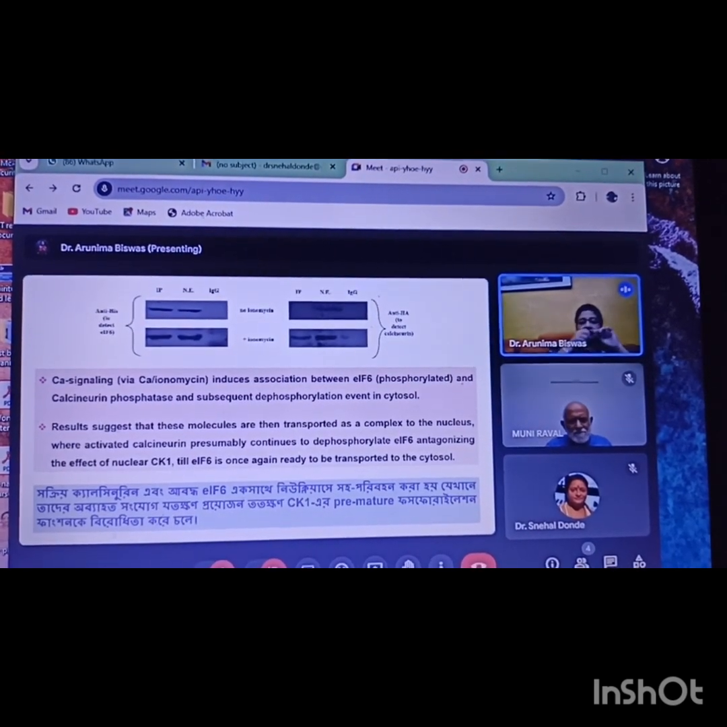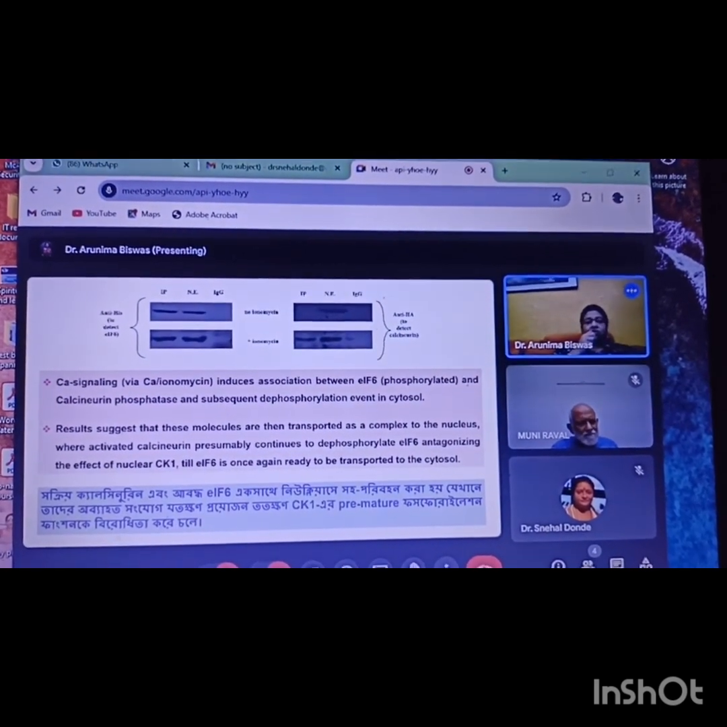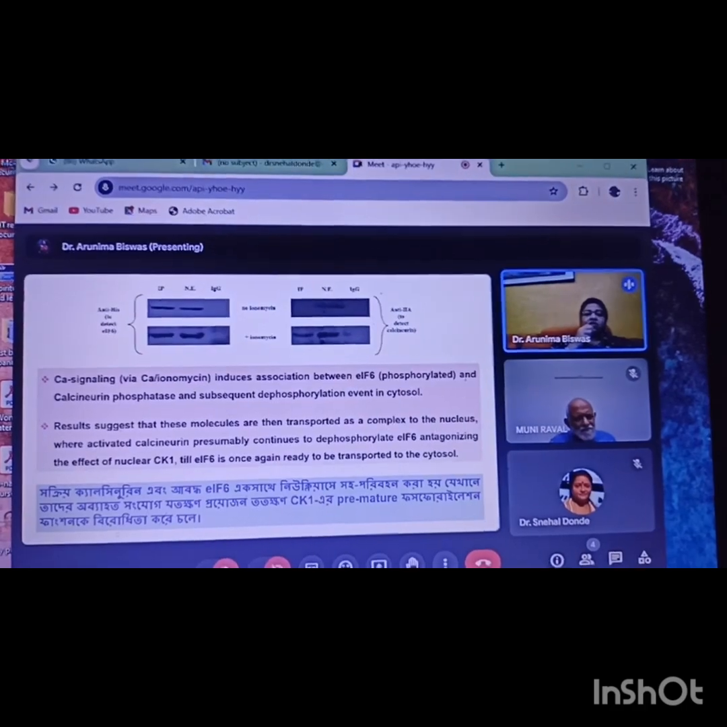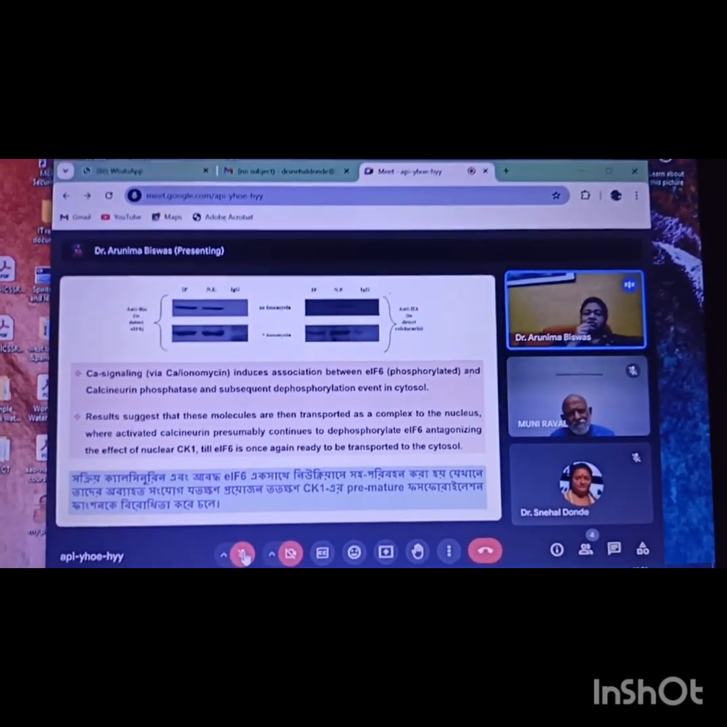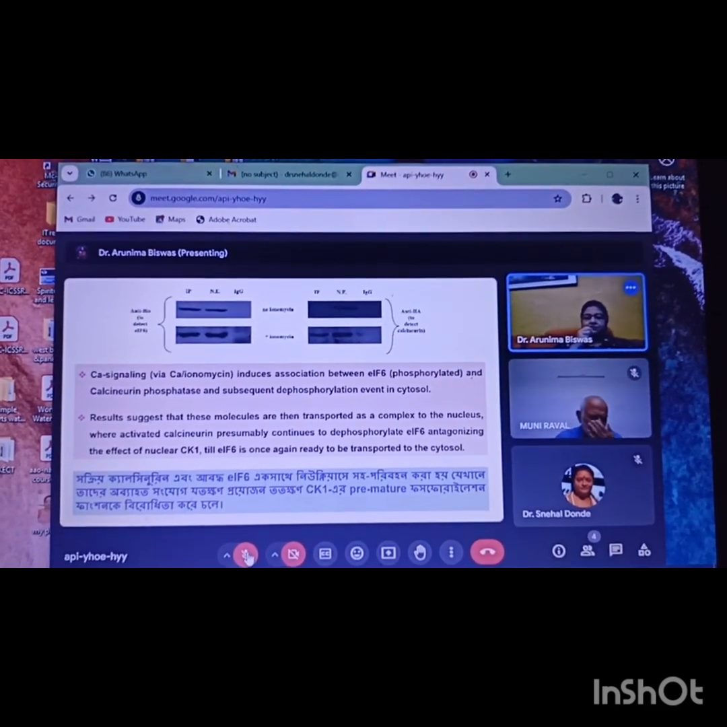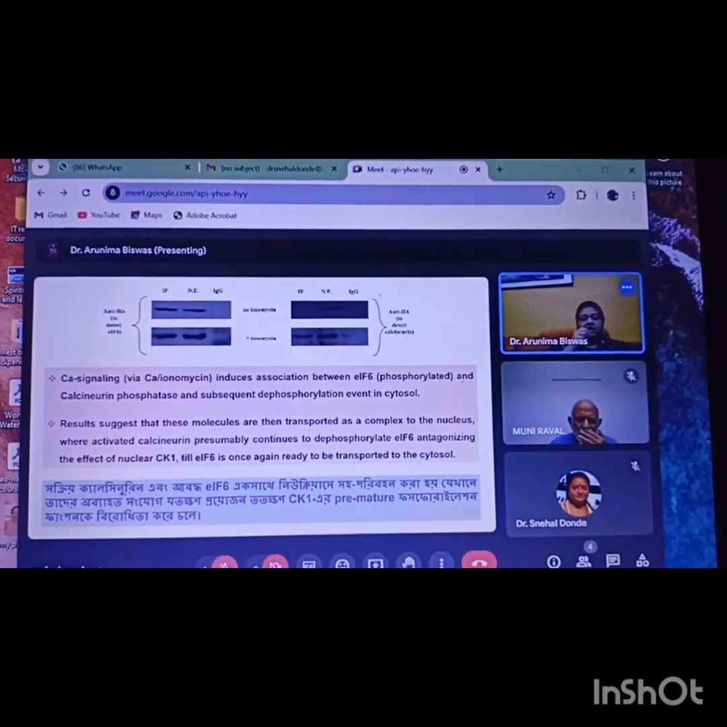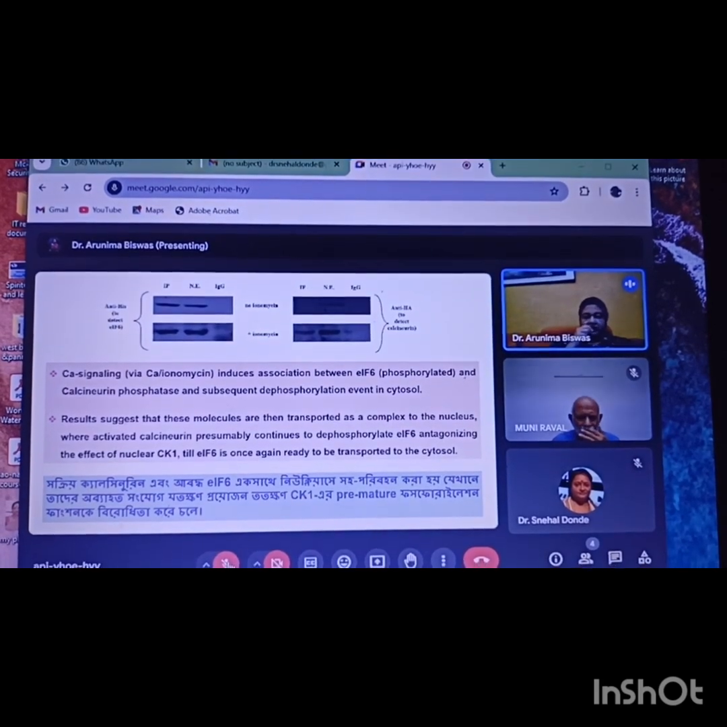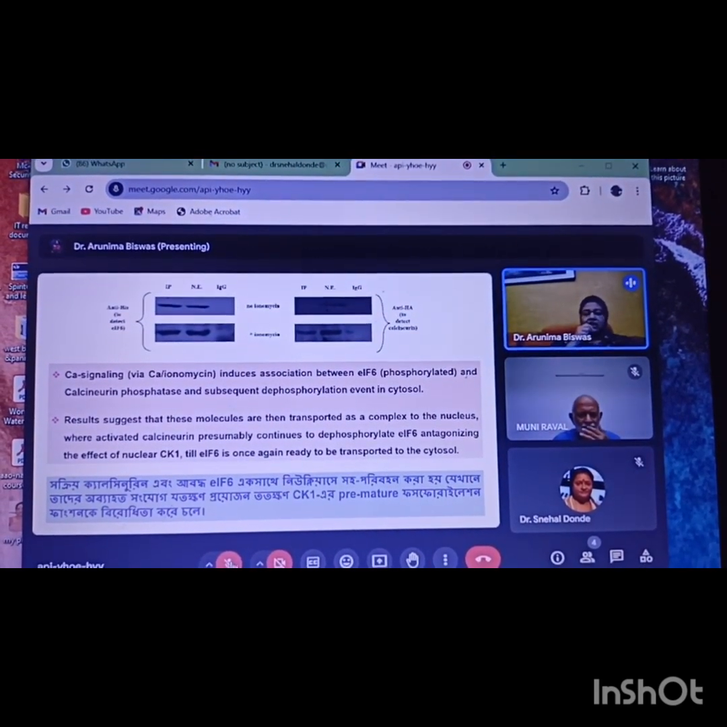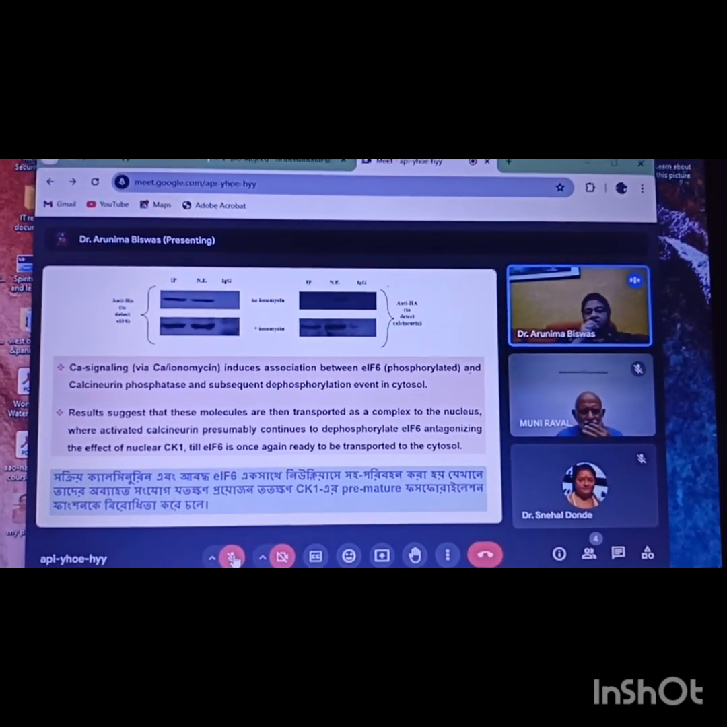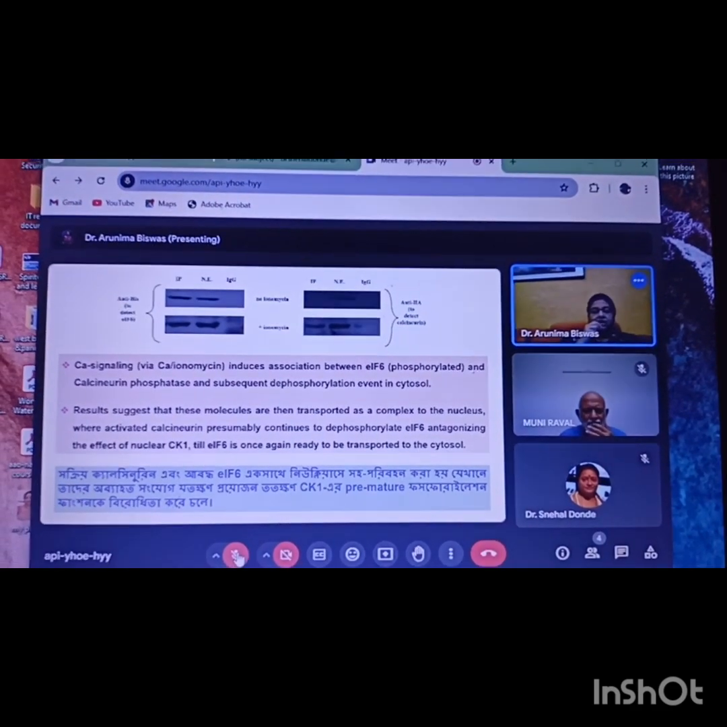And then we wanted to see whether this nuclear import also involves calcineurin. And when we did an IP of the nuclear extract, we found that activated calcineurin remains associated with EF6 even in the nucleus. So it is kind of piggybacking EF6 after dephosphorylating it, so that it can go back to the nucleus, because EF6 does not have any NLS.